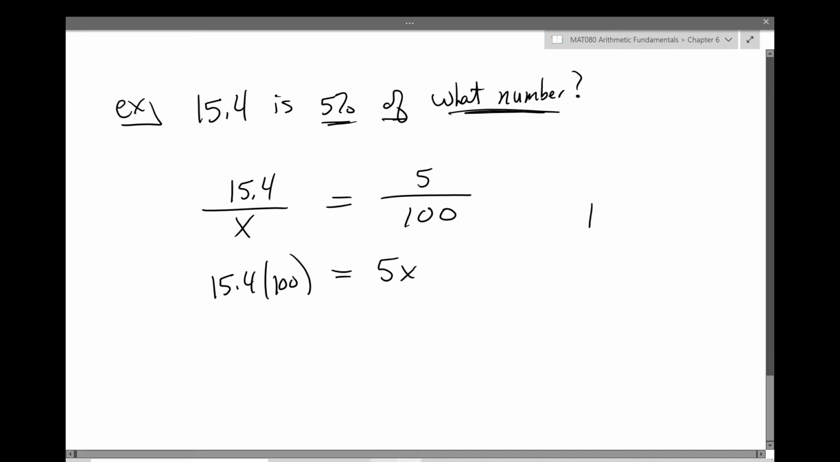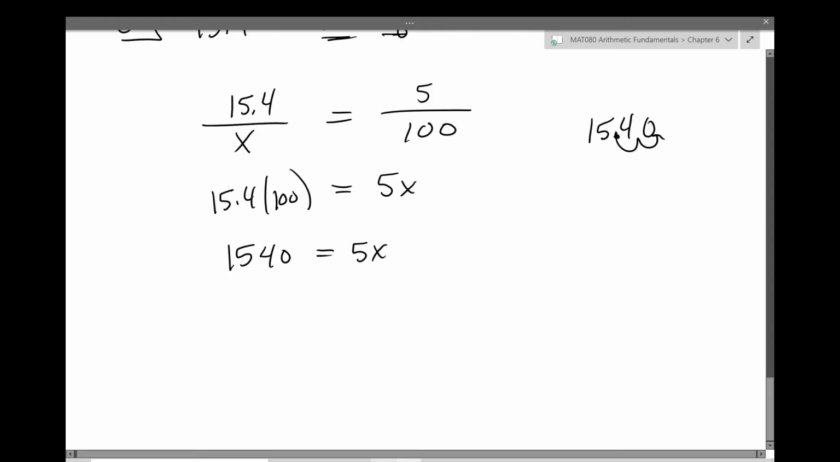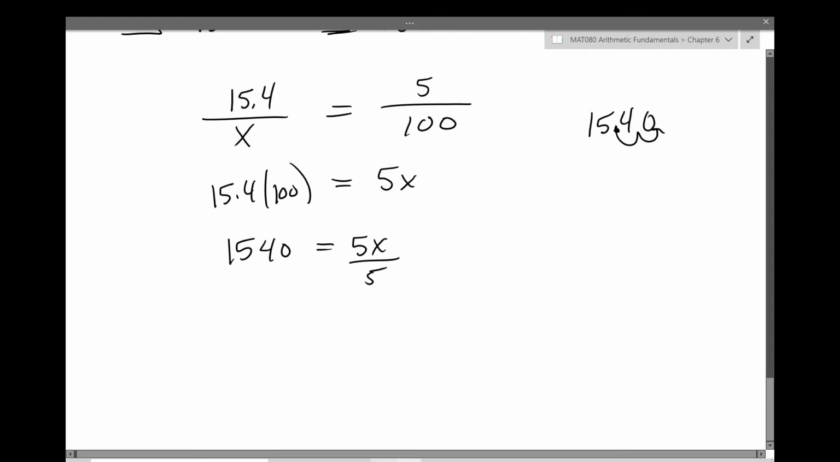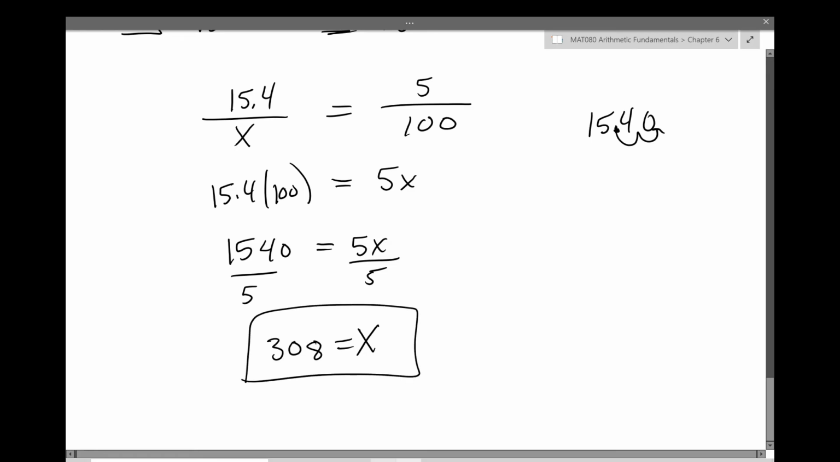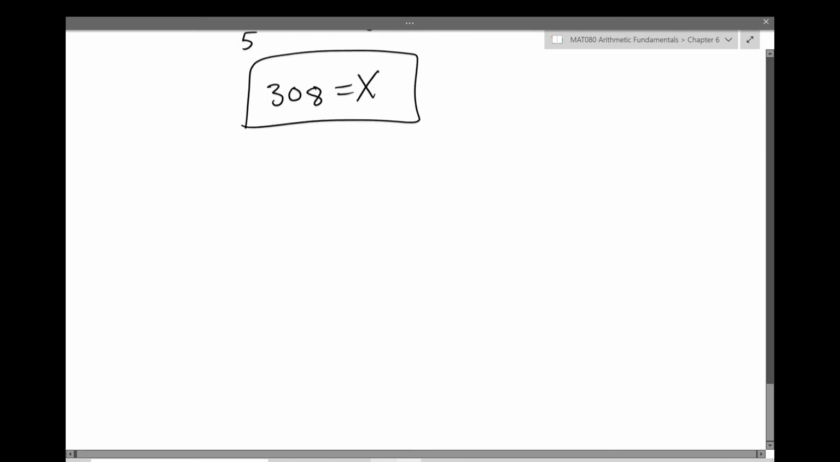Remember, when you're multiplying by 100, you move the decimal place 2 places to the right. So it's going to be 1,540 equals 5x. Then we divide both sides by the coefficient in front of the x to give me x equals 1,540 divided by 5, which is 308. Okay? All right. Let's do a couple more here.